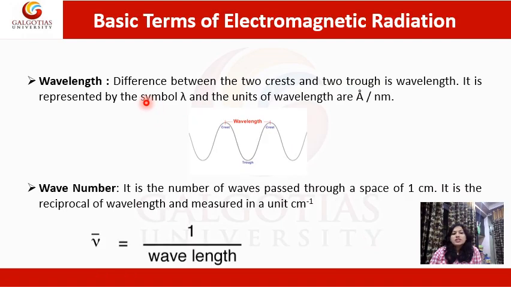Now, we will discuss some basic terms of electromagnetic radiation, starting with wavelength. Wavelength is the distance between two crests or two troughs. It is represented by the symbol lambda and the units of wavelength are angstrom or nanometer. Next is wave number. Wave number is the number of waves passing through a space of 1 centimeter. It is the reciprocal of wavelength and is measured in the unit centimeter inverse. The formula of the wave number is 1 by wavelength.